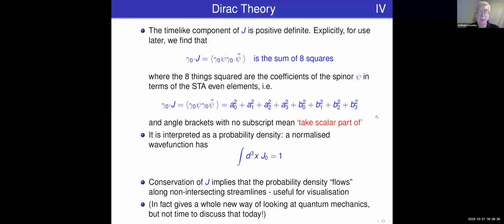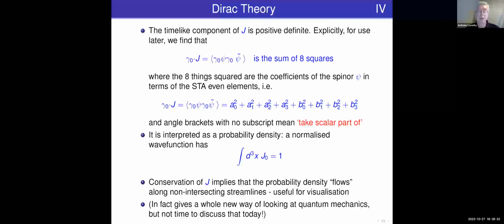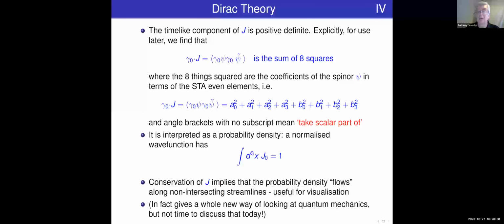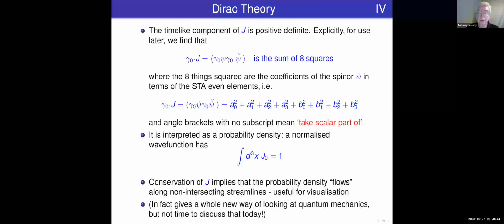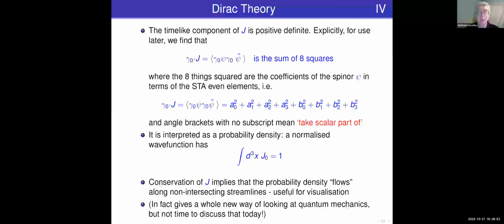It's interpreted as a probability density because of these properties we've just gone through. And a normalized wave function has a spatial integral of J naught equals 1. Conservation of J implies that the probability density flows along non-intersecting streamlines, which is very useful for visualization. In fact, it gives you a whole new way of looking at quantum mechanics, but not time to discuss that today.